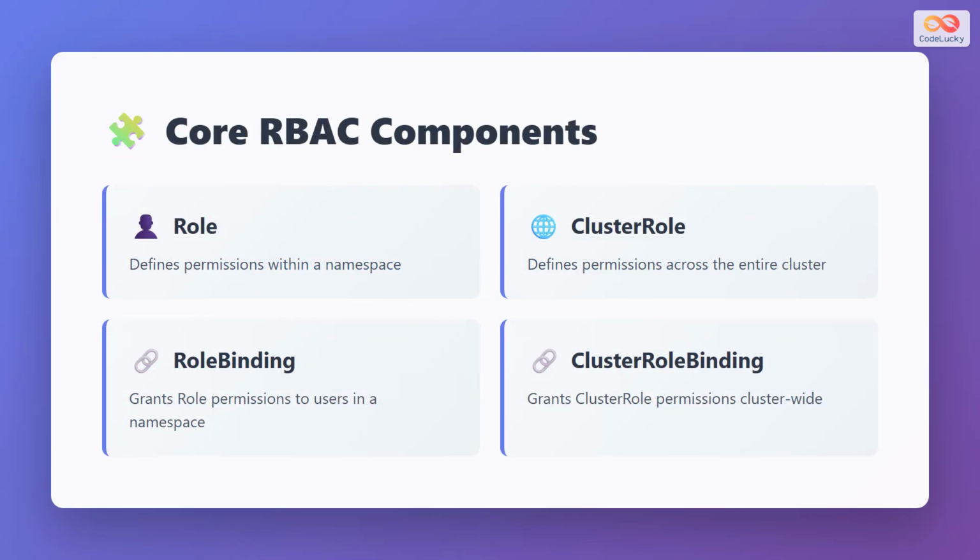RBAC has 4 core components. Role defines permissions within a specific namespace. ClusterRole defines permissions across the entire cluster. RoleBinding grants role permissions to users within a namespace. And ClusterRoleBinding grants cluster role permissions cluster-wide to users or groups.